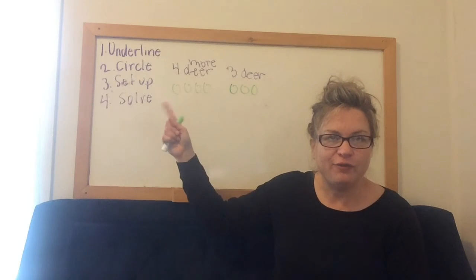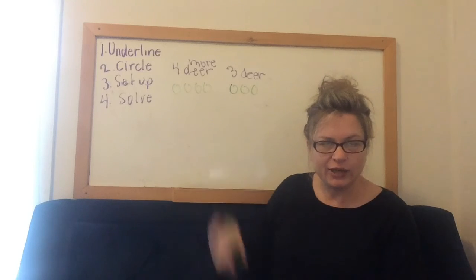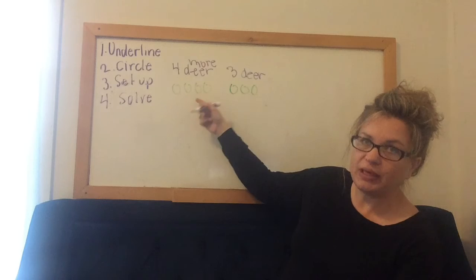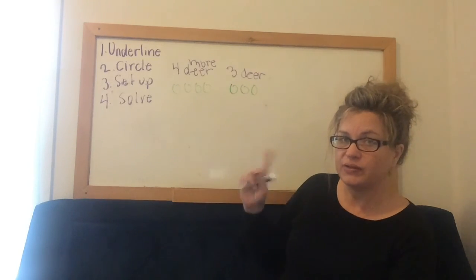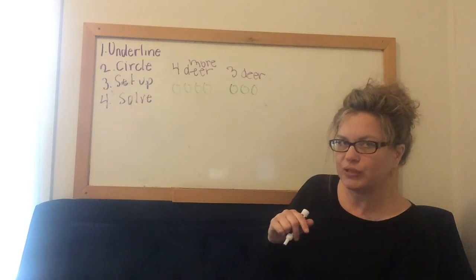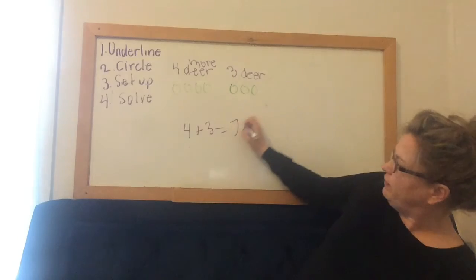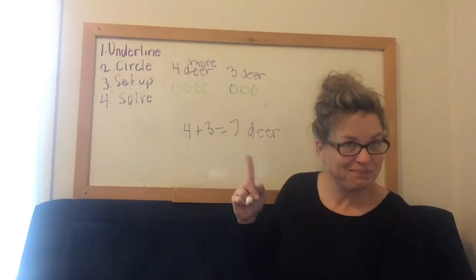Okay, so I have 3 deer. I get 4 more deer. I can go ahead and set up my problem at the bottom where it says solve it. And technically speaking, because I wrote this backwards, we can use the commutative property. Move it around. It still means the same thing because we're using addition. Therefore, 4 plus 3 equals 7. Not elephants. I'm definitely talking about deer.